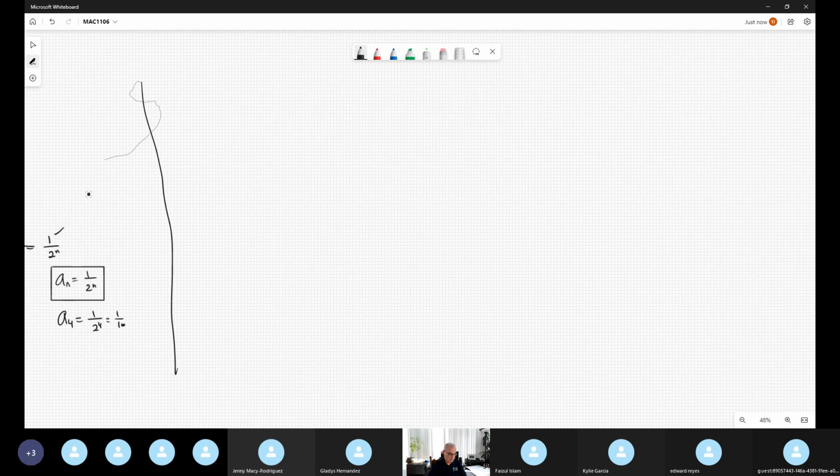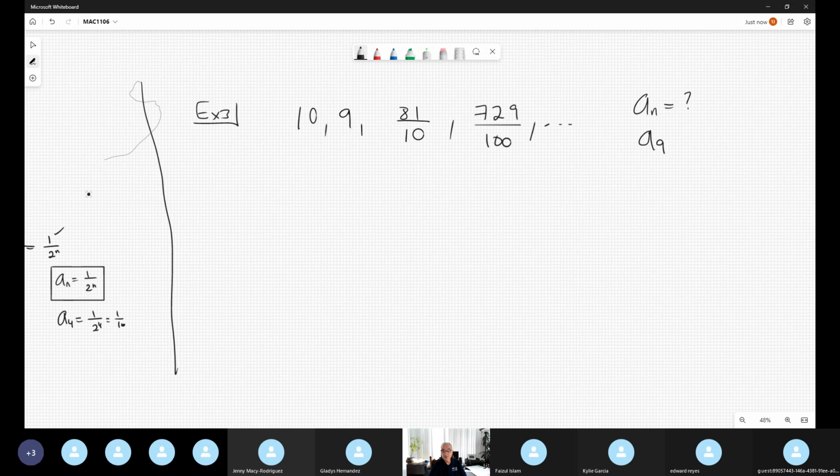Another example, geometric sequence. This is confusing. 10, 9, 81 over 10, 729 over 100. And they want to find, and it continues, bam, bam, bam. We need to find a sub m. We need to find a sub 9 in the 9th position.